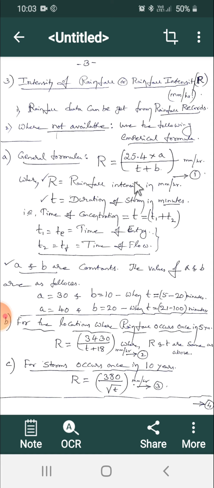See, now the T we know, and what are A and B? A and B are constants with respect to the time of concentration.